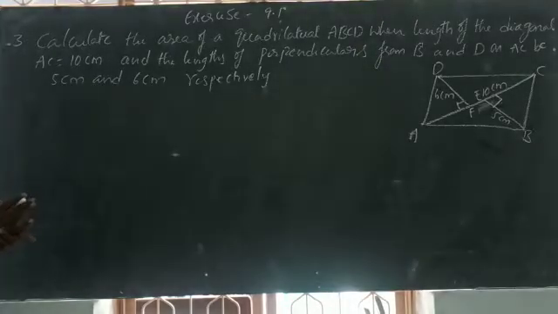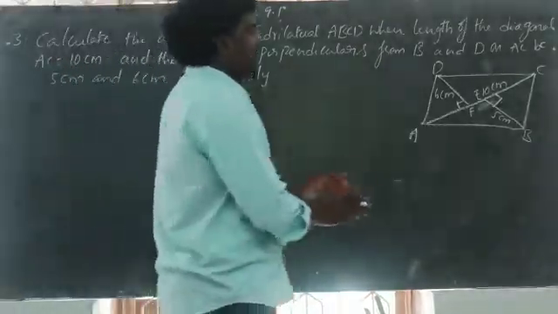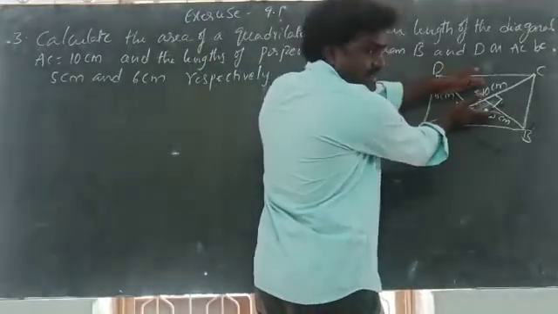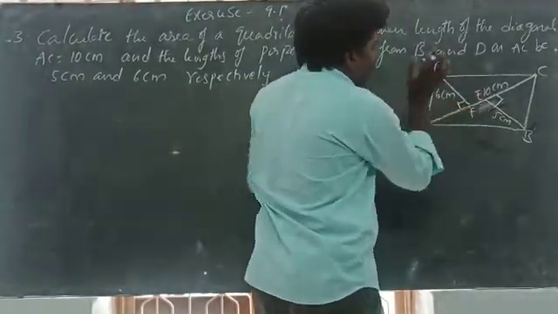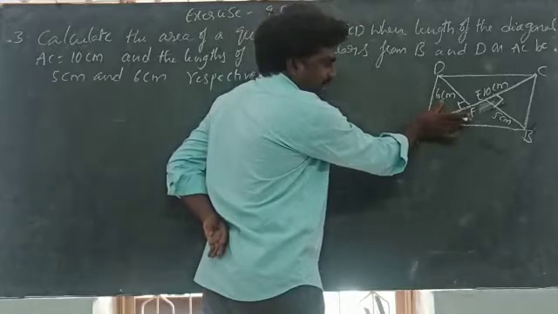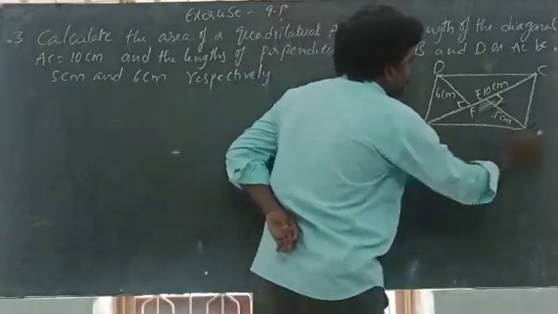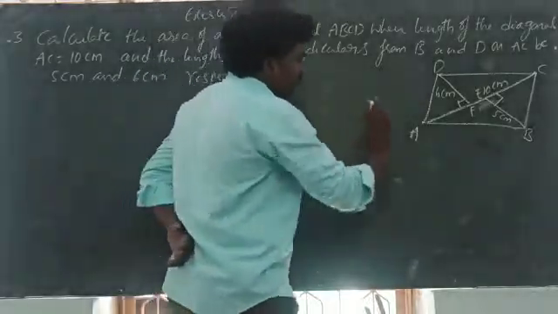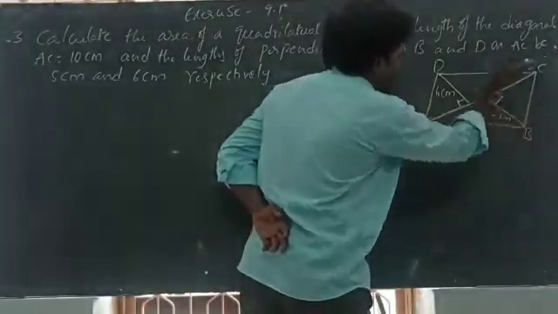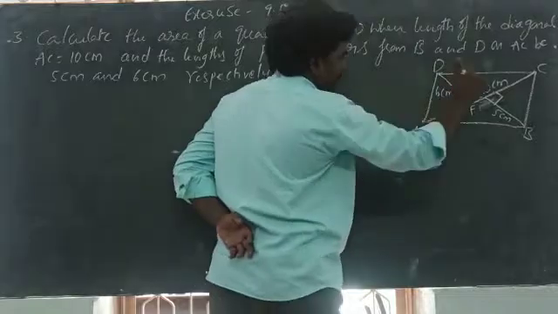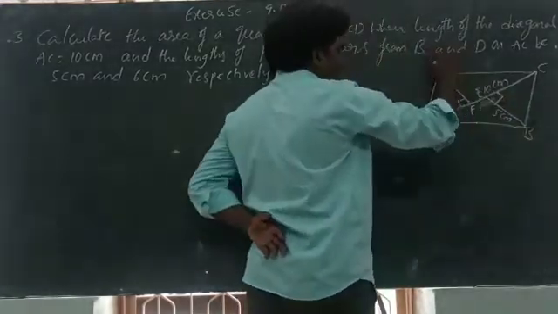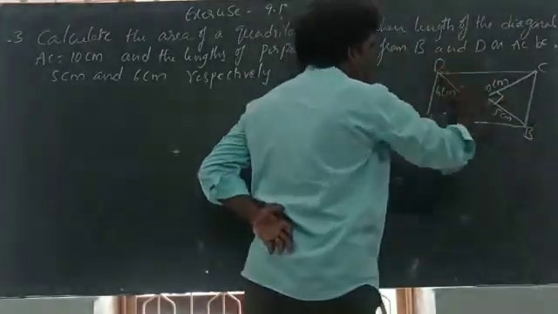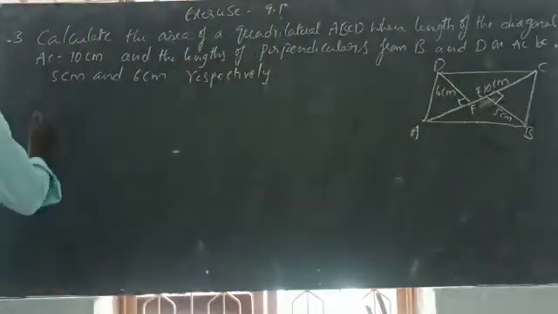So the area of the quadrilateral is equal to the sum of the areas of these two triangles. When you construct the diagonal, it forms two triangles. What are the two triangles? ABC and ADC. In these two triangles, AC is the base, height is BE, and another height in the triangle ADC is DF.